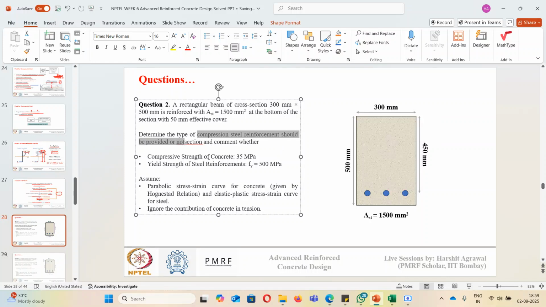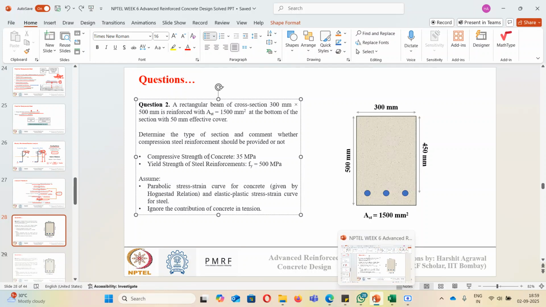We know the grade of steel and the grade of concrete, so just try to do the calculation of how you will determine whether this section requires compression steel or not. Just give it an attempt: find which type of section this is, what the balanced reinforcement area is, and whether the reinforcement area we have provided is more than or less than the balanced reinforcement area.